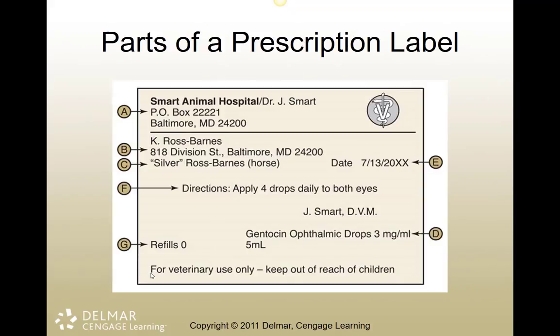All your labels are going to have to say this: for veterinary use only, and keep out of children's reach. There's other labels and warnings, precautions you might put on there besides that, but these two are always there. It's either going to say for animal use only or for veterinary use only, and all of them are going to say, anytime you dispense something, keep out of children's reach or reach of children.